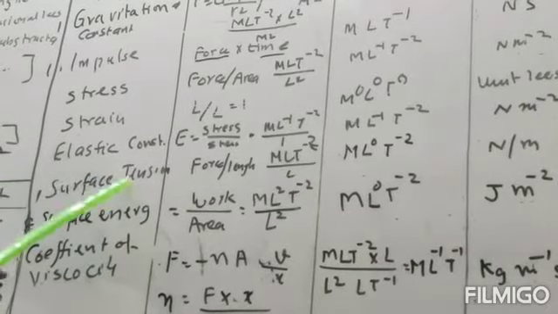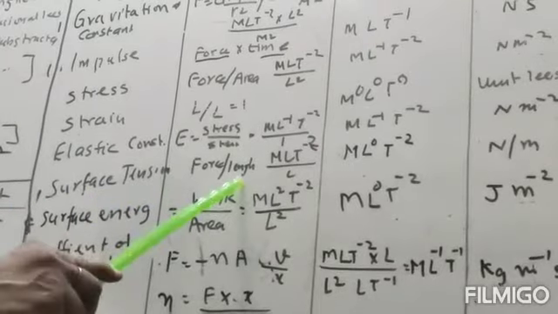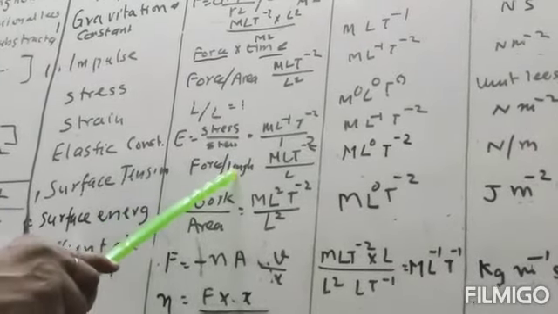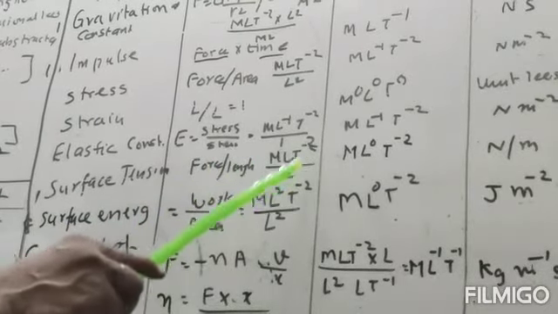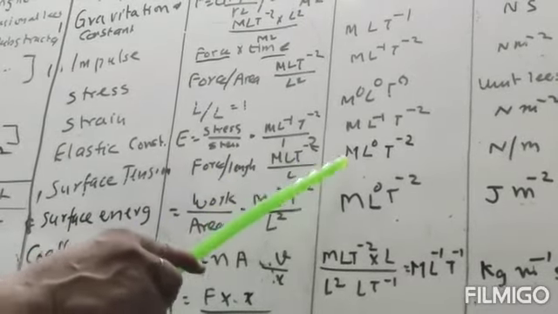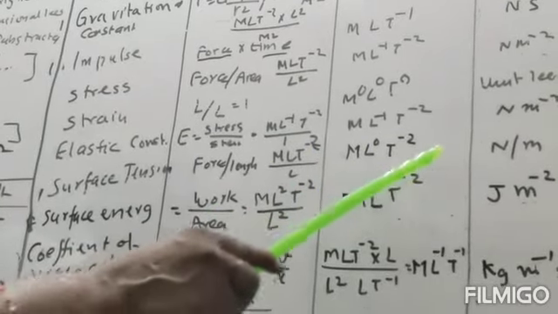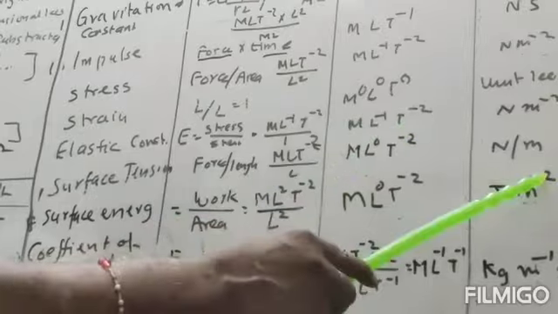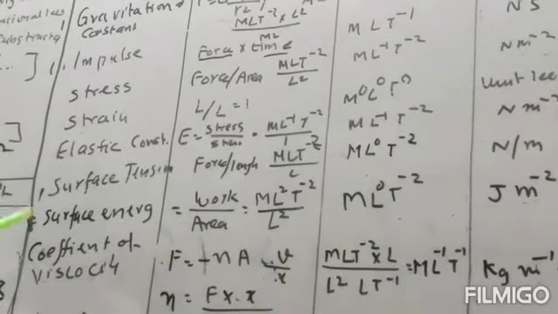Now what is the surface tension? Surface tension is a tension on the liquid, and it is force per unit length. So we know the value of force, MLT^-2, divided by L. L will cancel. So its dimension will be ML^0 T^-2, and the unit will be equal to Newton per meter. So that will be the unit of surface tension.